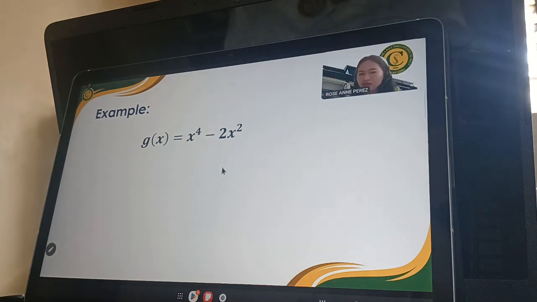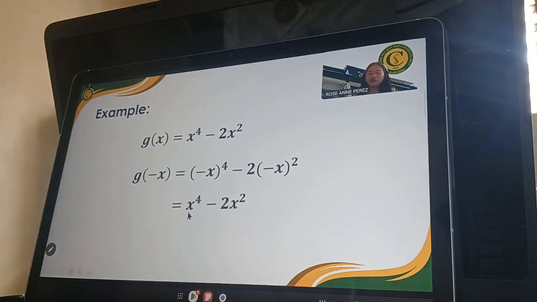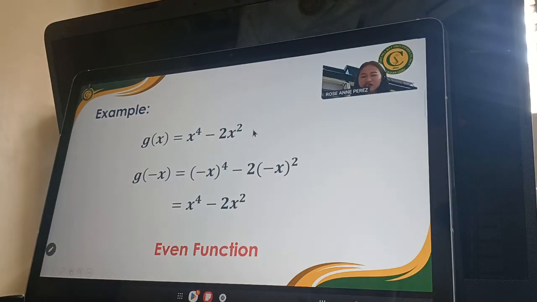So again, all you have to do is make your x negative. You will have negative x raised to the fourth power minus 2 times negative x squared. Then we simplify this. The result is x raised to the fourth power minus 2x squared. As you can see, our answer is exactly the same as our original. Therefore, it is an even function.